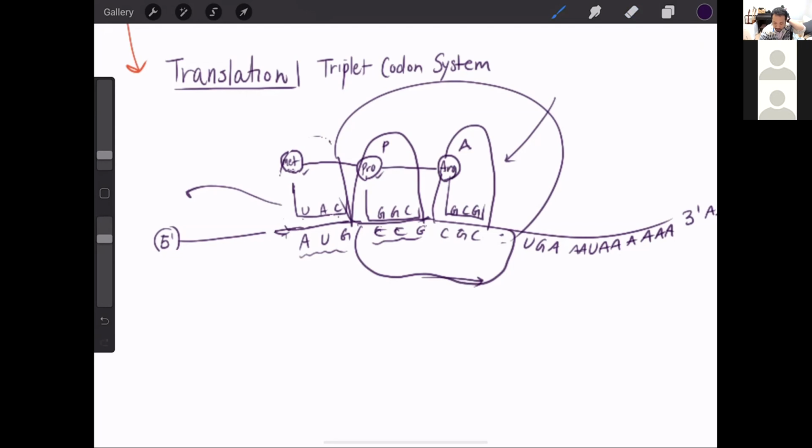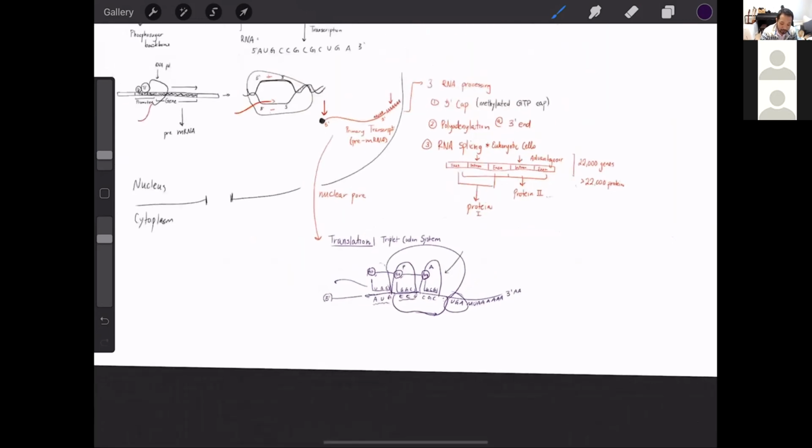And as you can see, we just continue doing this until we finally get to UGA, which is going to be the stop codon. And at that point, instead of an amino acyl tRNA coming in, you're going to have a release factor that comes in and sort of dissociates everything. So that's basically the review of our central dogma of biology.